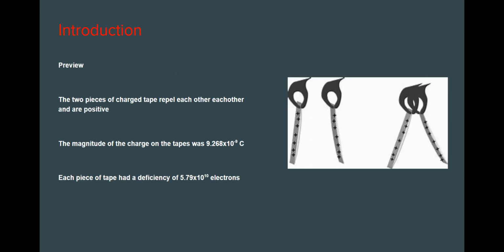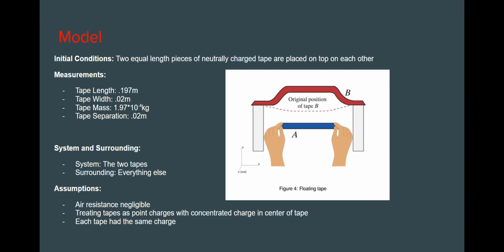For the preview of results, it was observed during the lab that the two charged pieces of tape were positive and therefore repelled each other. The magnitude of these positive charges was 9.268 times 10 to the negative 9 coulombs. Finally, it was determined that each tape had a deficiency of 5.79 times 10 to the 10 electrons.